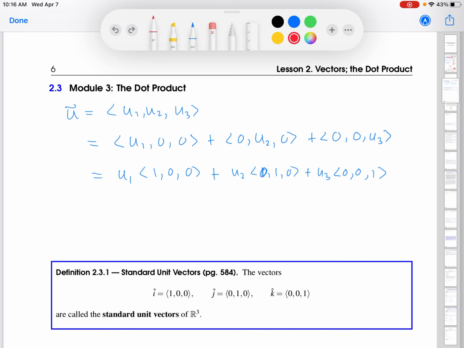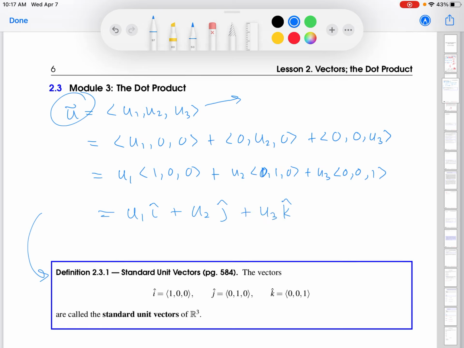So at this point, we have been able to decompose any vector u in R3, and of course we can do this the same way in R2 or in any dimension, as a sum of multiples of very specific, very simple vectors. These three vectors are what are called the standard unit vectors. And this is the definition down here that I'll get to in a minute. But we call the first vector i hat, the second vector j hat, and the third vector k hat.